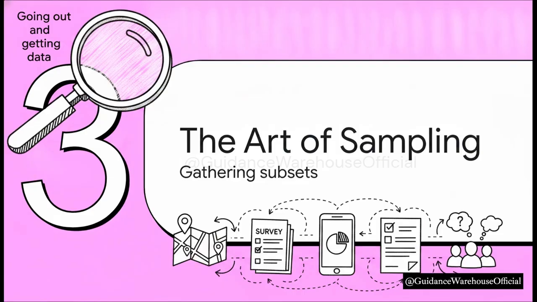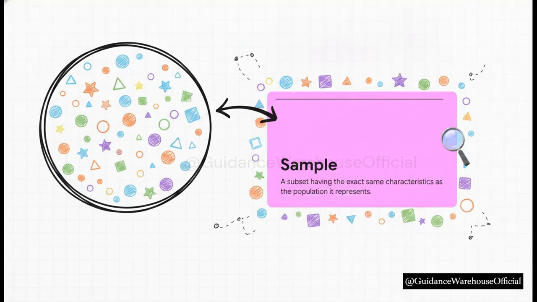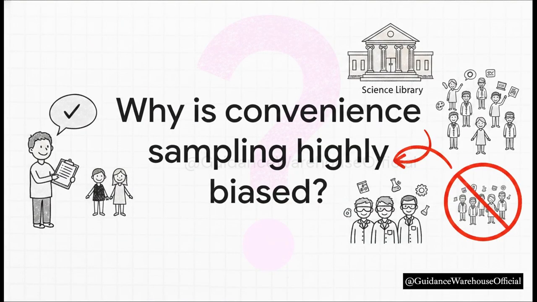Section 3. The art of sampling and gathering subsets. So, gathering information about an entire population, say every single person in your entire country, is usually way too expensive or literally impossible. Instead, we use a sample. And the absolute golden rule of statistics is this: your sample must have the exact same characteristics as the population it's trying to represent.